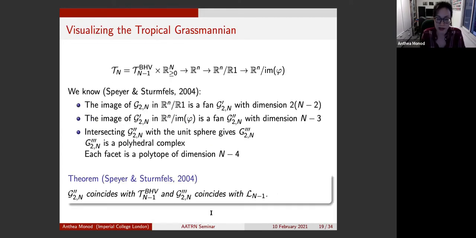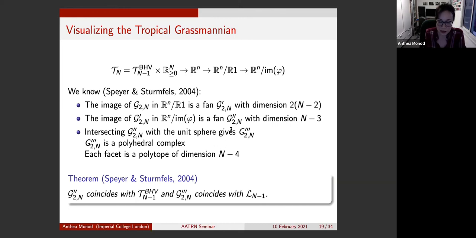How do we visualize this object? Remember we had the sequence of maps from tree space into Euclidean space, into the tropical projective torus, and into this quotient space, quotiented by the image of phi. This is what Speyer and Sturmfels showed in their paper: the image of G2N in R^n minus one, looking at this progression, is a fan with dimension 2n minus two in the tropical projective torus. If you move from the tropical projective torus into this quotient space, the image of the same object is another fan with dimension n minus three.